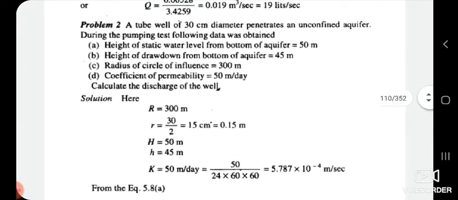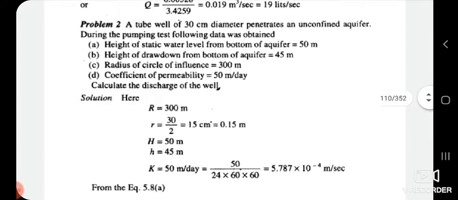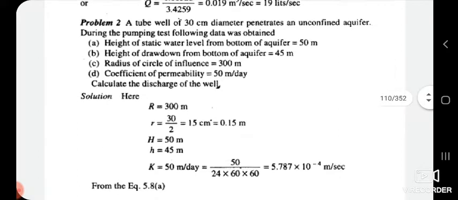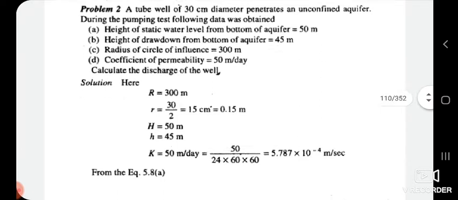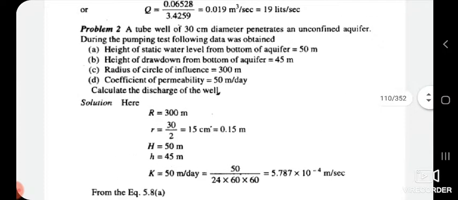So here capital R is given, that is 300 meters, the radius of circle of influence. And tube well diameter is given as 30 centimeters. Now you can convert it into radius in terms of meter, and H is given as 50 meter.